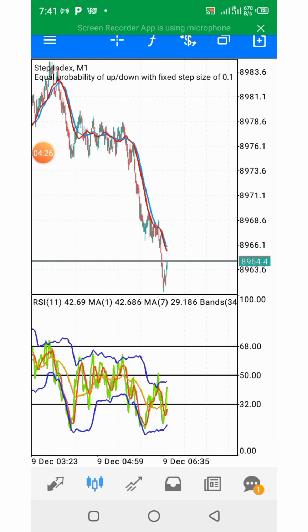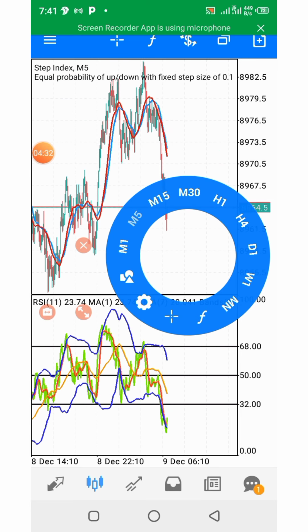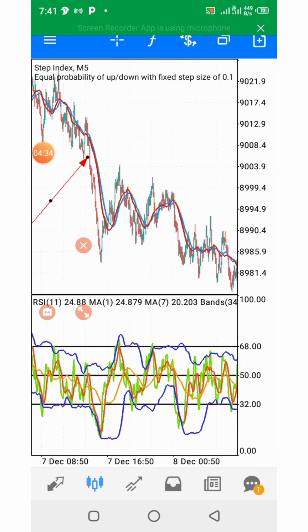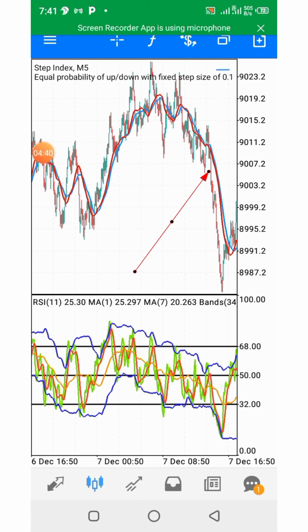Let me show you. The market was actually ranging at this point. From this point upward, the market was ranging, trying to come down but not actually coming down. Now I will wait for this breakout. You see this breakout here. Once the breakout happens, I will place my trade with all my confirmations.